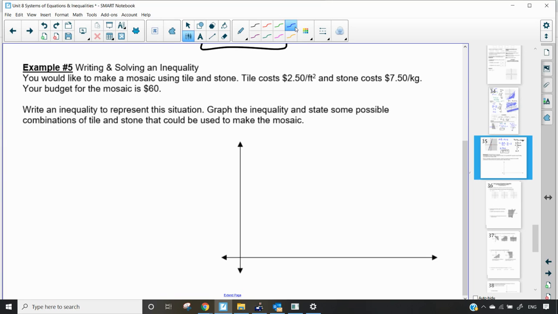So the first thing we're going to do is set up our variables. And so I have T for tile and I'm going to use N for stone. So T is going to be the amount of tile.